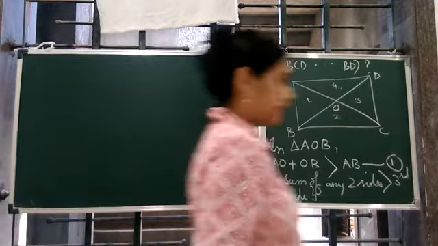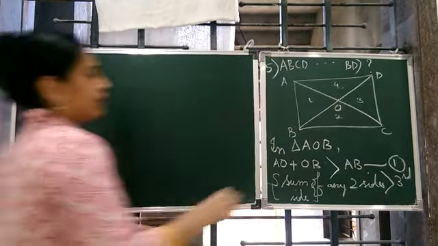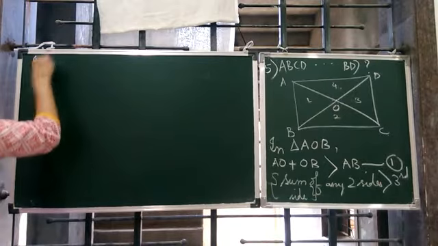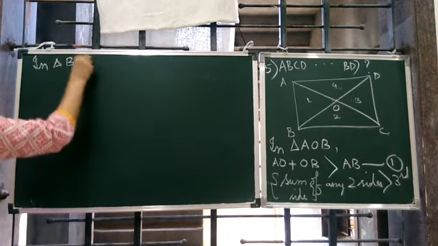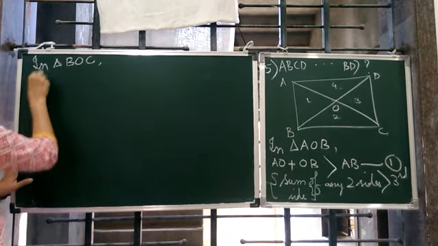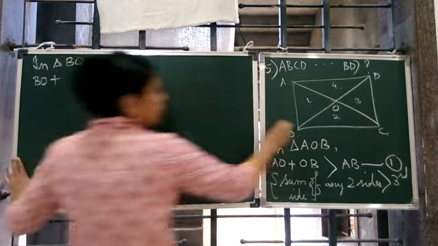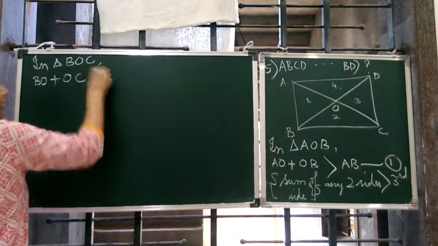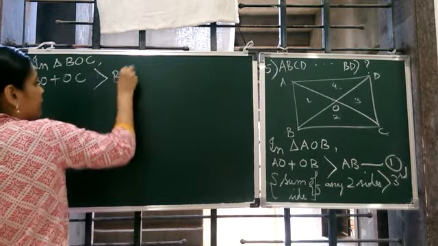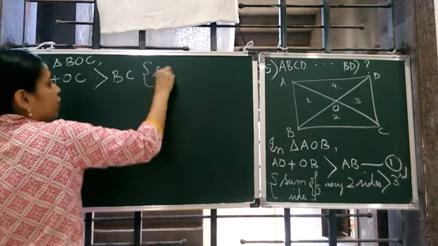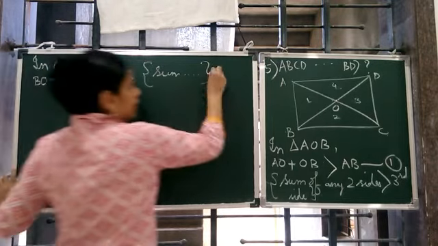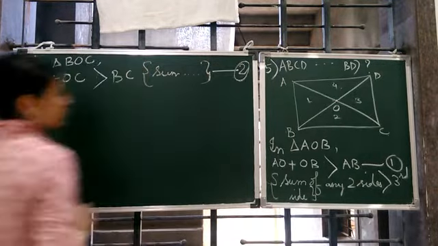Now we start with the second one. Now we take this triangle BOC. In triangle BOC, BO plus OC is greater than the third side, BC. You can write here: sum of any two sides is greater than the third side, and this comes out to be equation number 2.